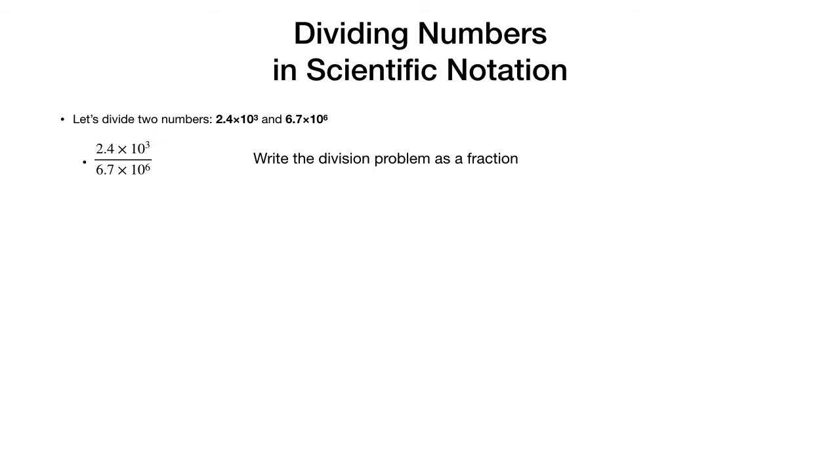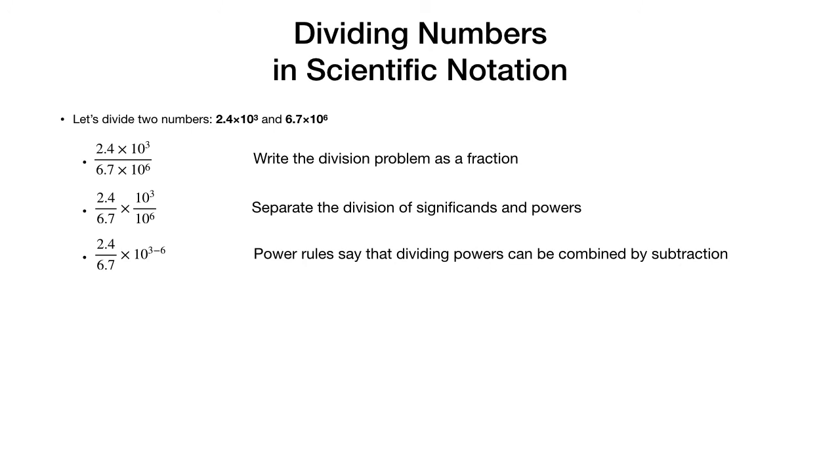Dividing numbers in scientific notation is also very similar. So let's divide those same numbers again. So first we're going to just write them out as a division problem. We're going to write it out as a fraction. Again, our grouping rules say that we can split this into two separate fractions. And our exponent rules say that we can subtract our exponents.